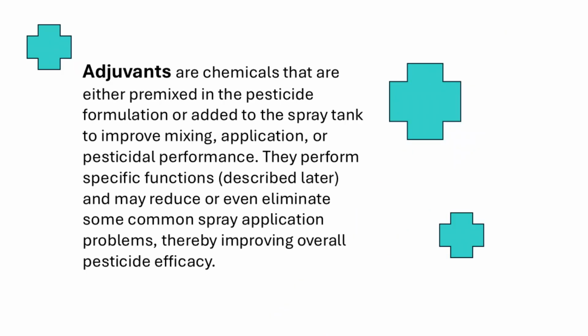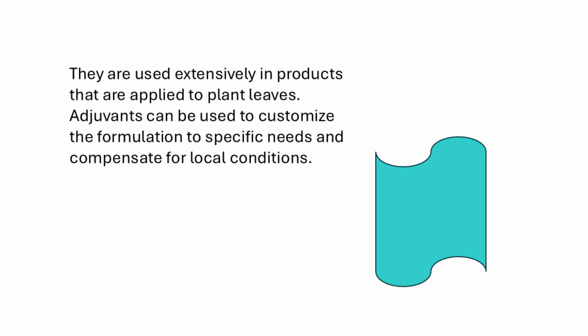Adjuvants are chemicals that are either pre-mixed in the pesticide formulation or added to the spray tank to improve mixing, application, or pesticidal performance. They perform specific functions described later and may reduce or even eliminate some common spray application problems, thereby improving overall pesticide efficacy. They are used extensively in products that are applied to plant leaves. Adjuvants can be used to customize the formulation to specific needs and compensate for local conditions.